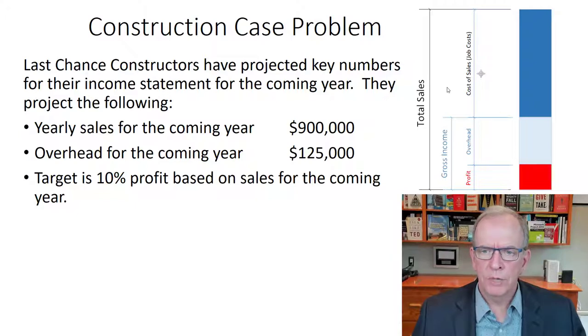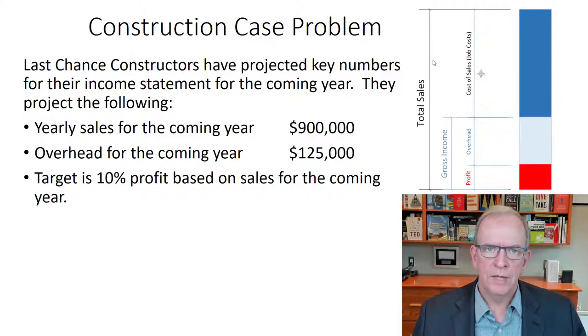Now what's important is that you know what the components are for an income statement. If we're talking about the year in this particular case, total sales would be what they're selling their projects for, and the total of all the projects that they project they're going to get in the coming year.